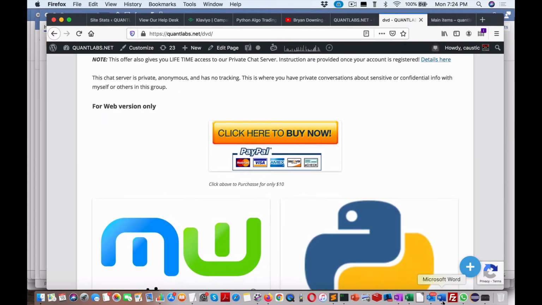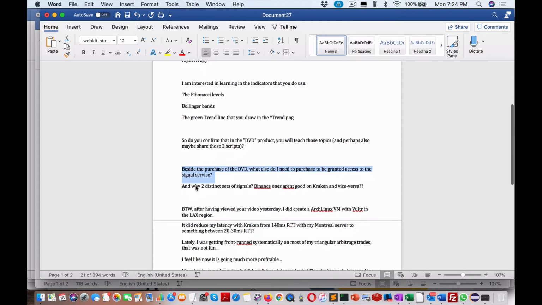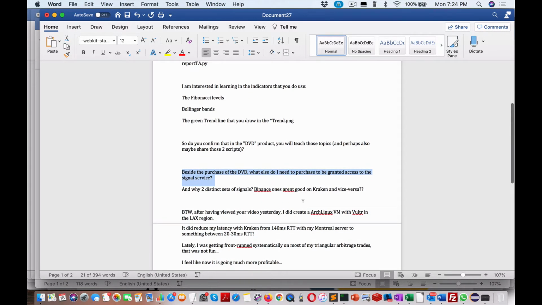Continuing along. And why two distinct signals? Binance signals aren't good on Kraken and vice versa. Okay. These are two different bots. These are two separate accounts.